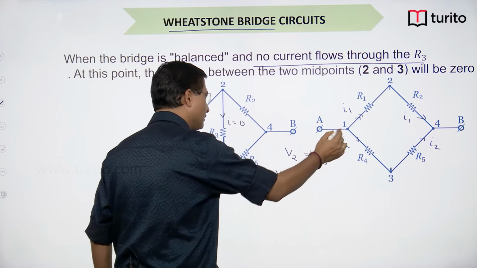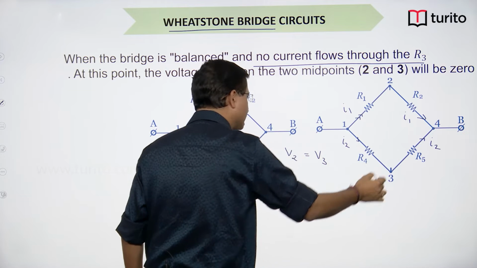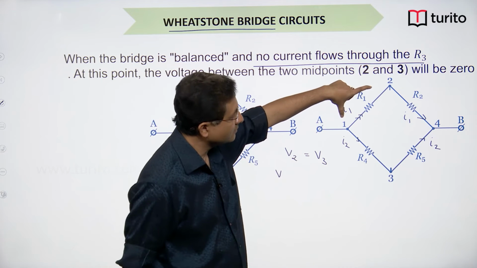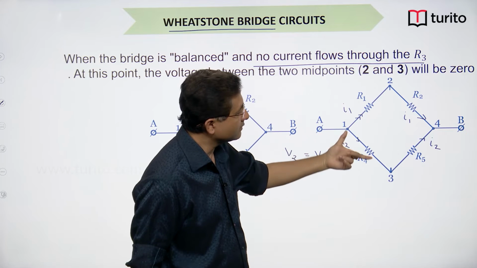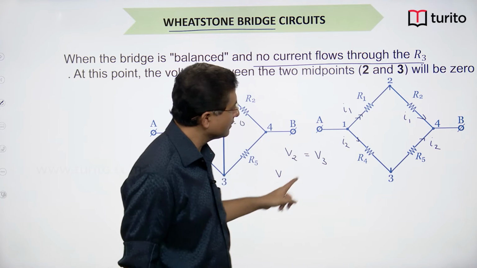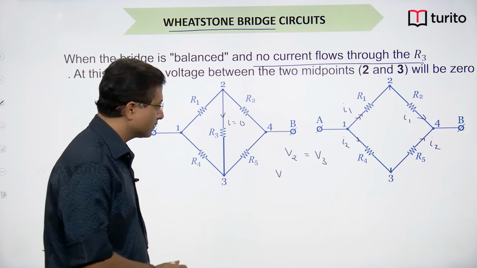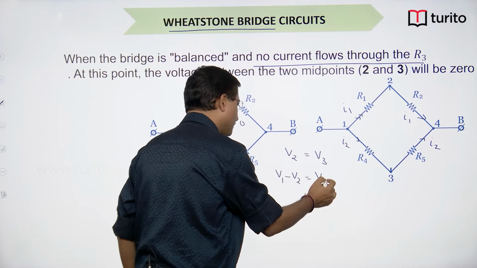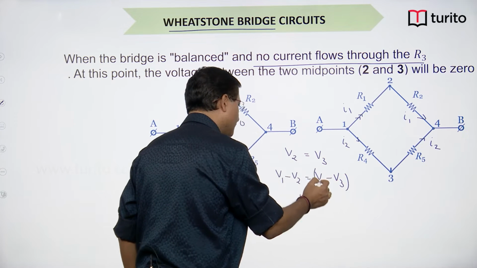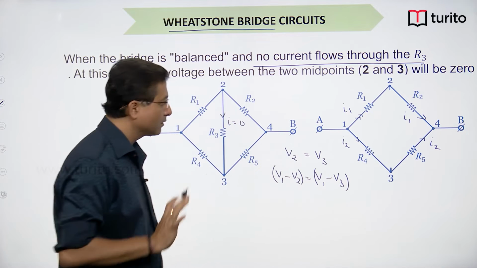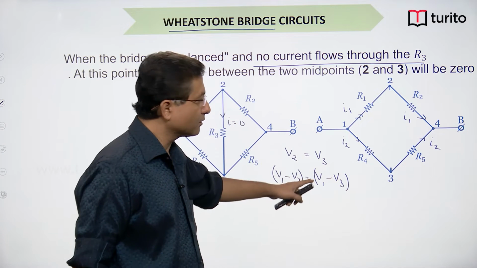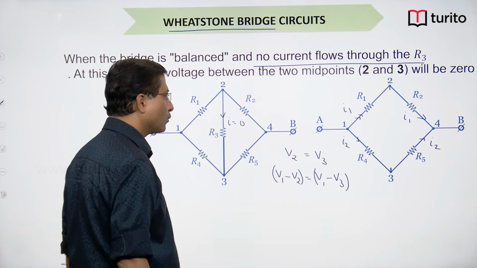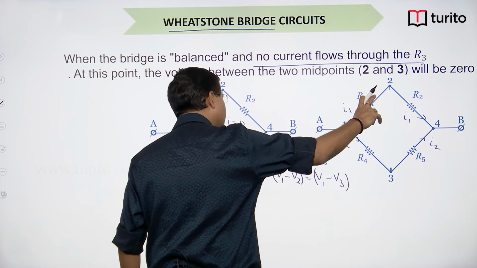I can write, because I cannot calculate the value of potential, but I can easily get the value of potential difference. So this difference I can calculate and this difference I can calculate. What is this difference? From here, if I subtract V1, V1 minus V2, V1 minus V3. So if I substitute the value of potential, I can get the condition. What is the potential difference here?